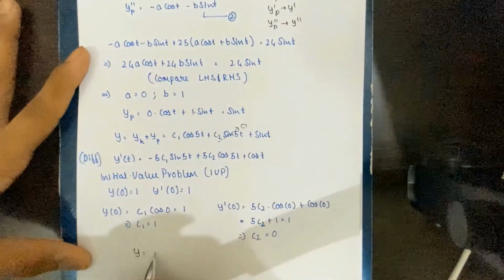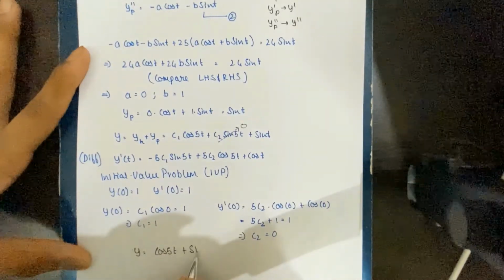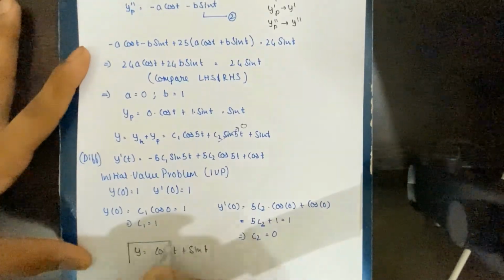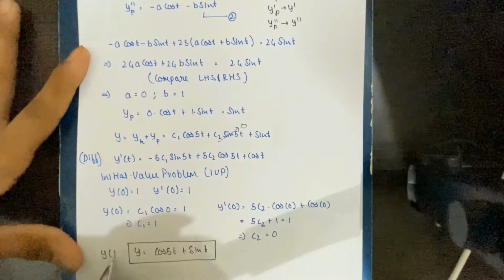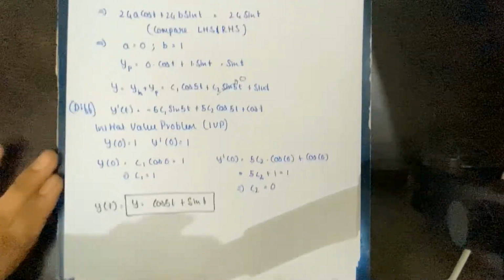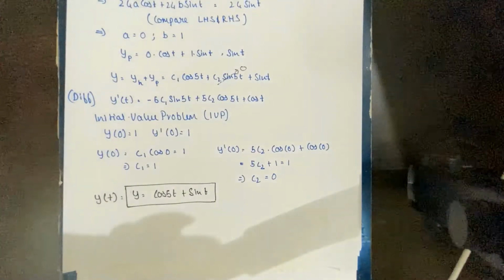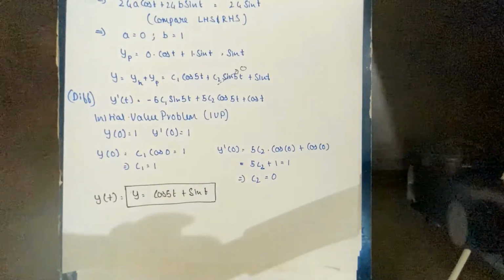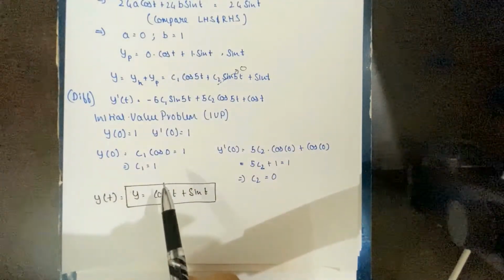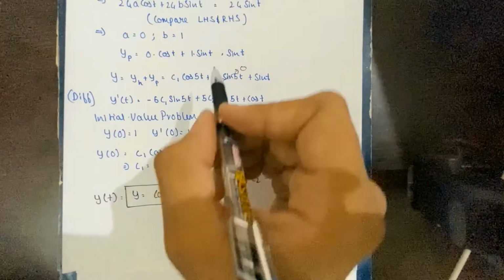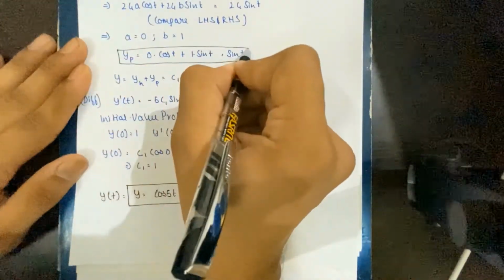So cos 5t plus sine t, that is y or y of t, it's the same thing. So now we need to draw the graph for y, and y is equal to yp. Y equals yp is basically this equation. Yp is sine t.